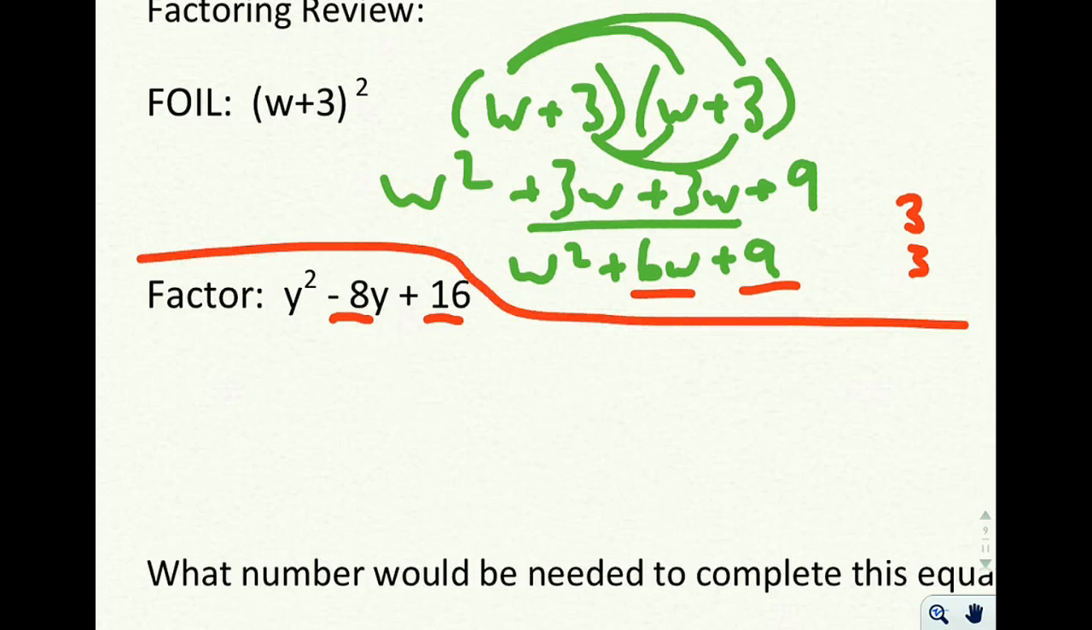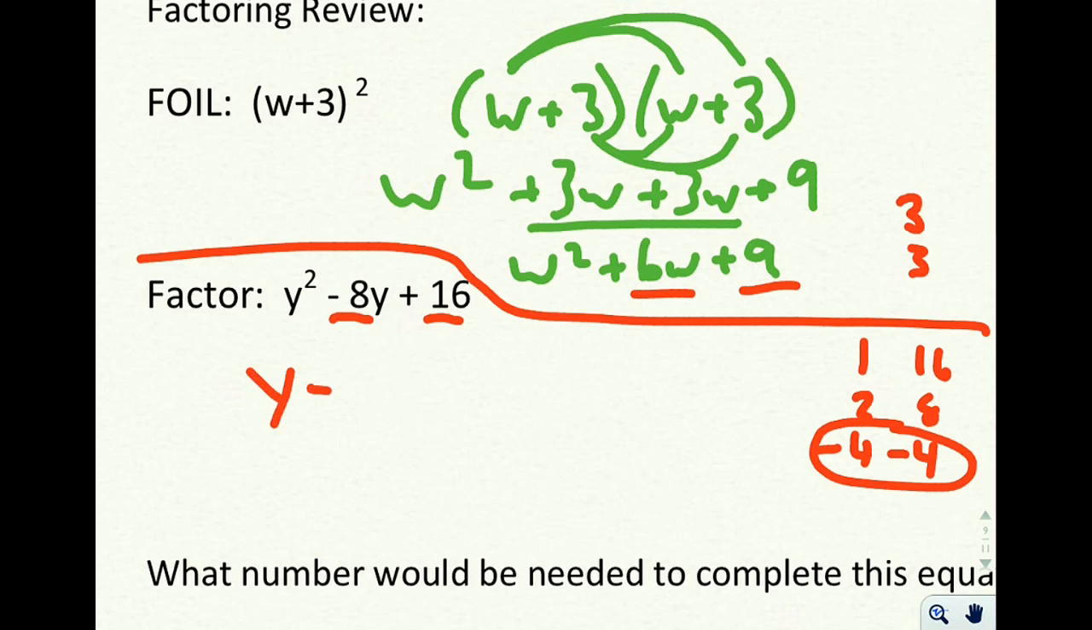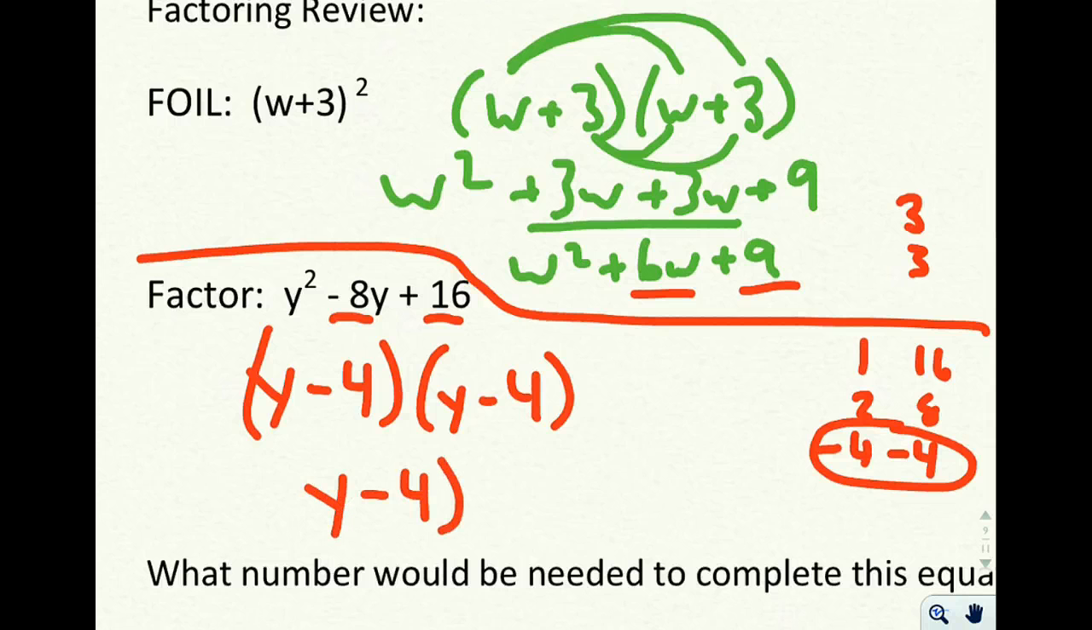So now we get down to this problem here. Two numbers that multiply to 16 and add to negative 8. Numbers that multiply to 16 would be 1 and 16, 2 and 8, and then 4 and 4. Now, when you add these, you get 17, 10, and 8. However, we have a negative 8, so these would both have to be negative. So negative 4 plus negative 4 equals negative 8. So to factor this, we do y minus 4 times y minus 4. And in fact, we can just write this as y minus 4 squared.